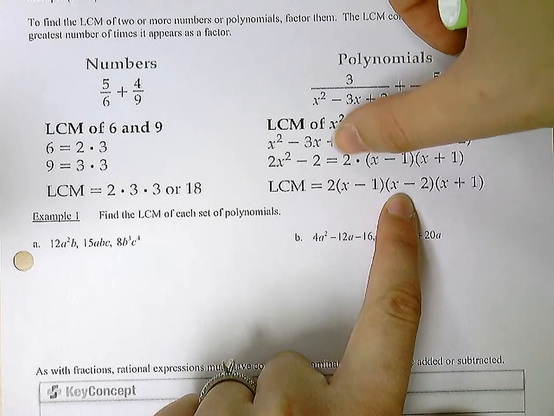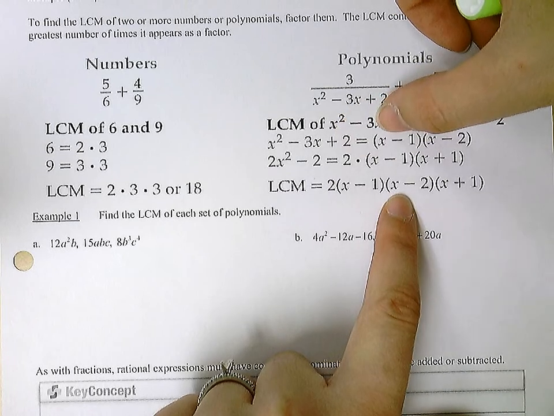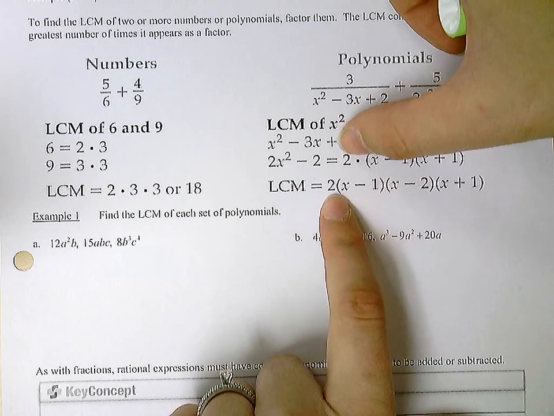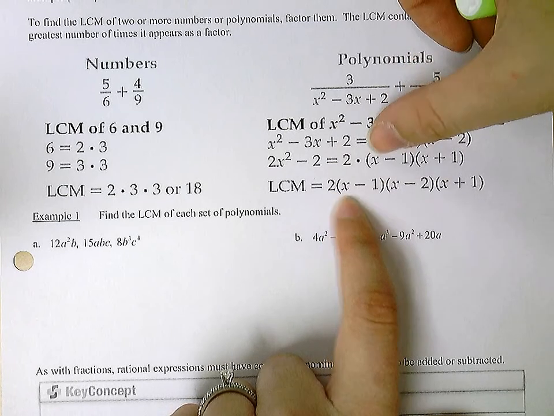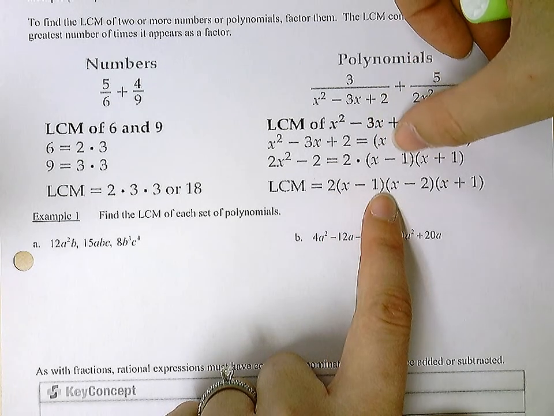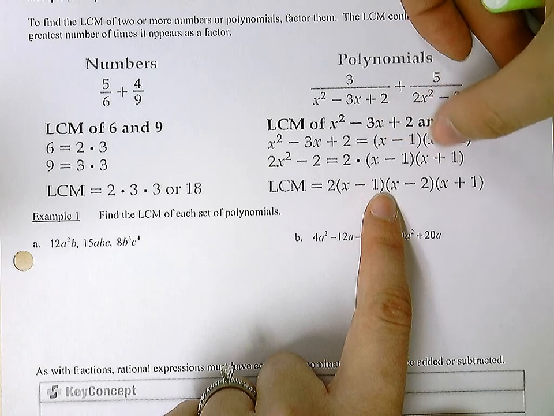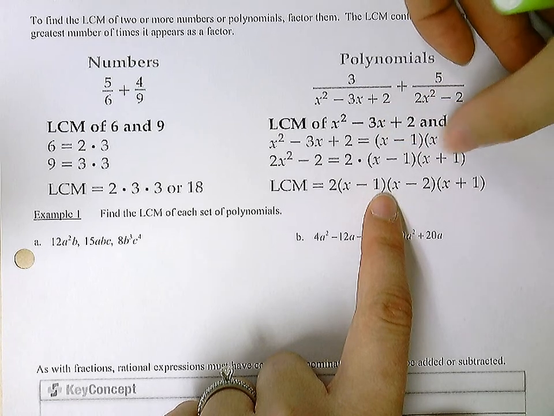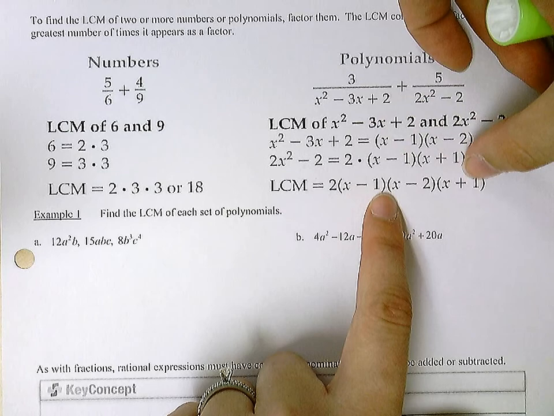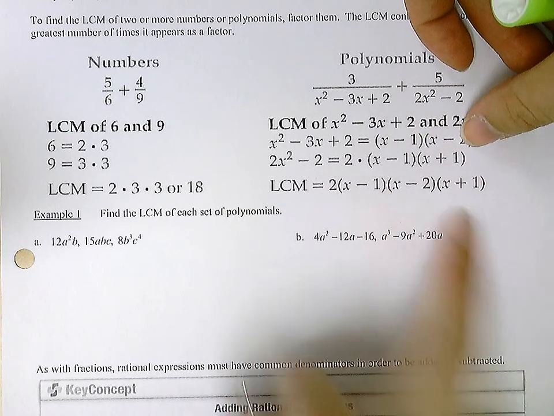Now this 2 wasn't included in this one. So since I don't have it, I need to include it in the LCM. I already had an x minus 1, so I don't need another one. But I didn't have an x plus 1 from above, so I need to include that one as well. So that would be my LCM there.